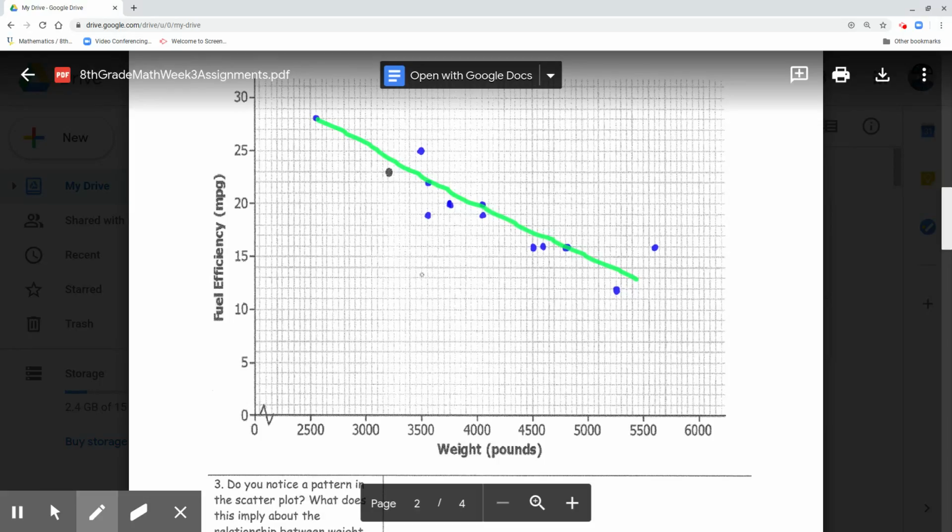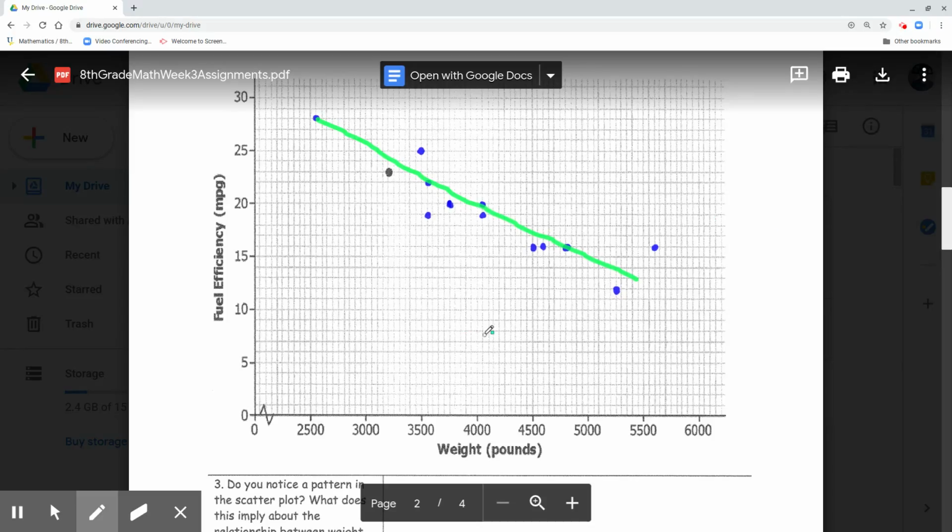It says, do you notice a pattern in the scatter plot? What does this imply about the relationship between the weight, or the x values, and the fuel efficiency, the y values? So since this is trending down in fuel efficiency, but the weight is increasing, I would say that the more the car weighs, the less fuel efficiency it has. Or the higher the fuel efficiency, the less weight the car has. You could write that either way you choose.